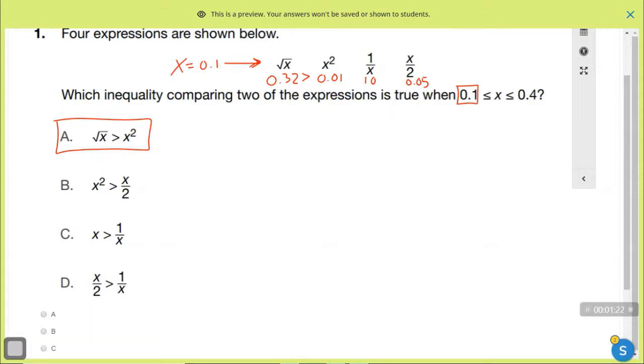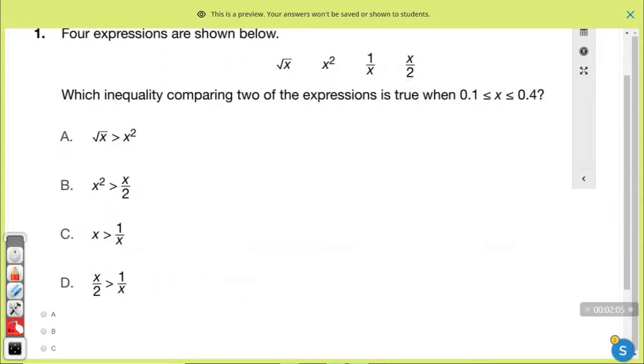But whenever you get the answer for the very first question as A, please double check that the other ones do not make sense or are not true. X squared is greater than x over 2. All right, that's basically asking, is 0.01 greater than 0.05? And that is not true. 0.01 is less than 0.05, so we know that one's out. All right, what about x? Well, x, we said, was 0.1. Is that greater than 1 over x, which is 10? Well, no, that's not true either. 10 is greater. All right, and then our last one is 0.05 greater than 10, and no, that is also false. So please double check to make sure that the other ones are not true, but in this case, A is the answer that we're looking for.